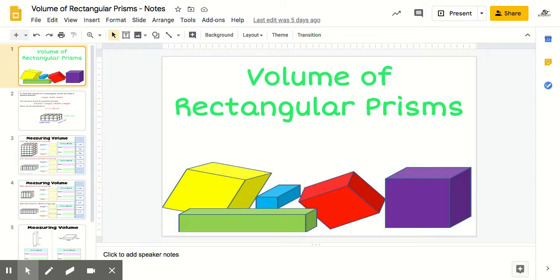Hi, Pioneers. Today we're going to start the last unit of the school year, and this unit is on volume. So we're going to be exploring how to find the volume of different objects. Today we're going to start with finding the volume of rectangular prisms.